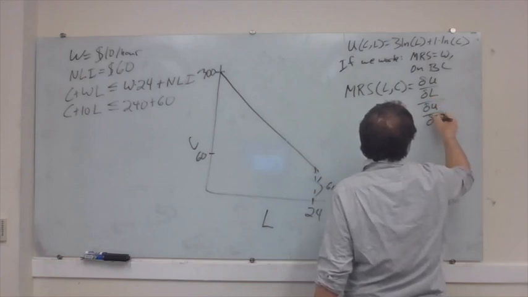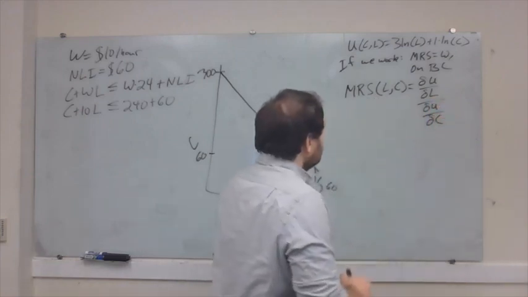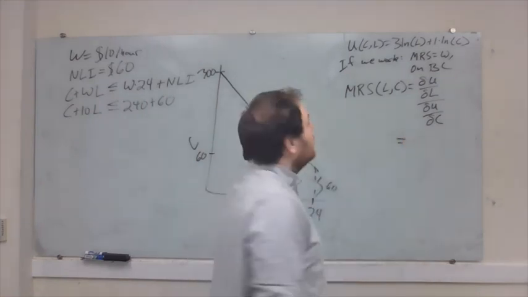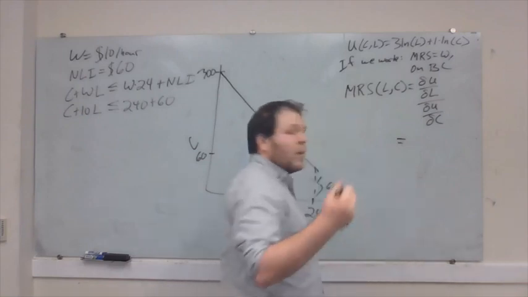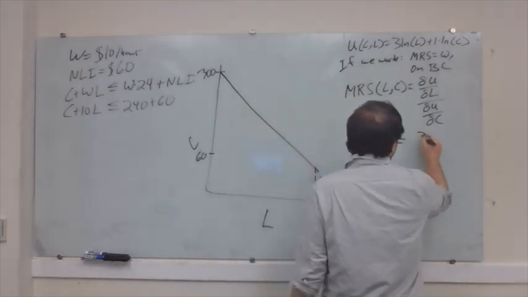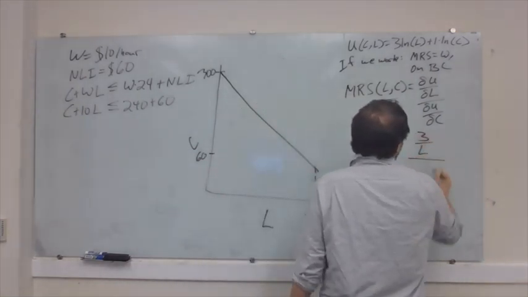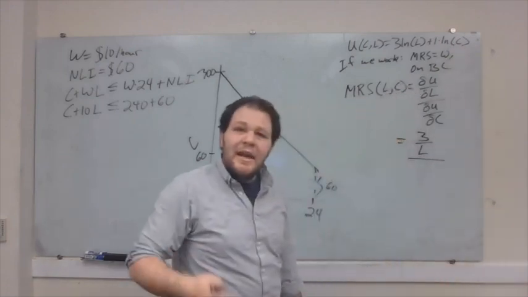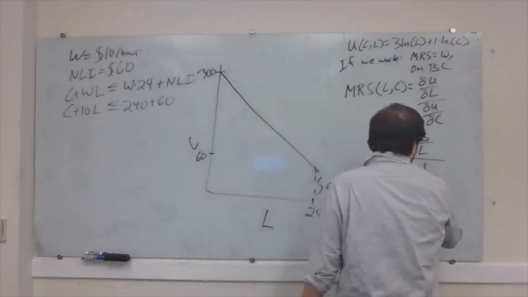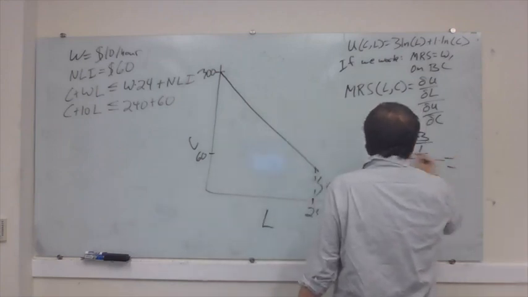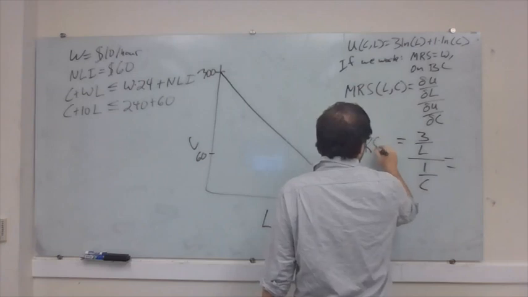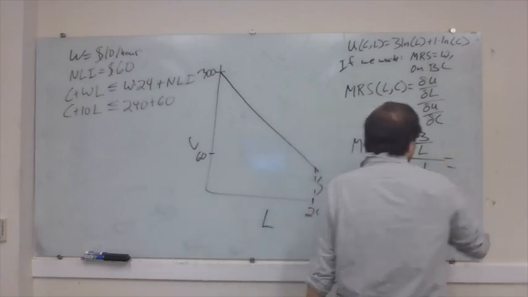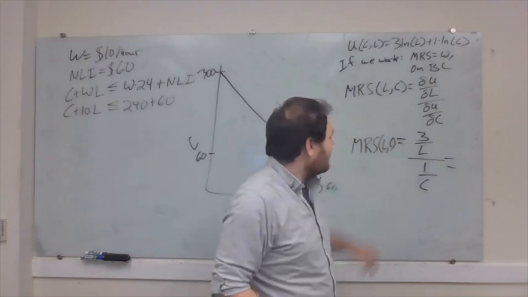What's dU dL? What's the partial derivative of our utility function with respect to L? Well, the derivative of log L is just going to be 1 over L, so this is going to be 3 over L, divided by dU dC. What's the derivative of log C with respect to C? It's going to be 1 over C. So our MRS is going to equal 3 over L divided by 1 over C. I can multiply the top and bottom by C to get 3 times C over L.